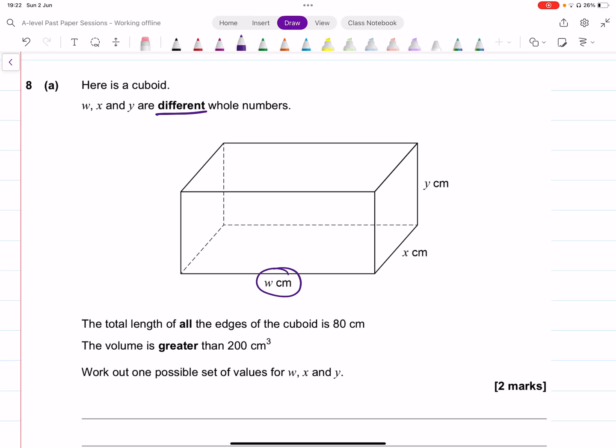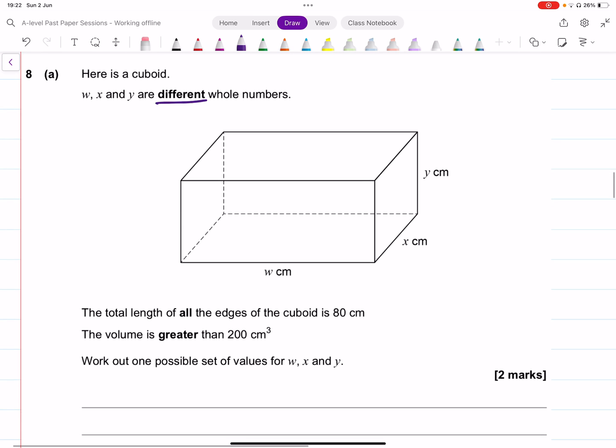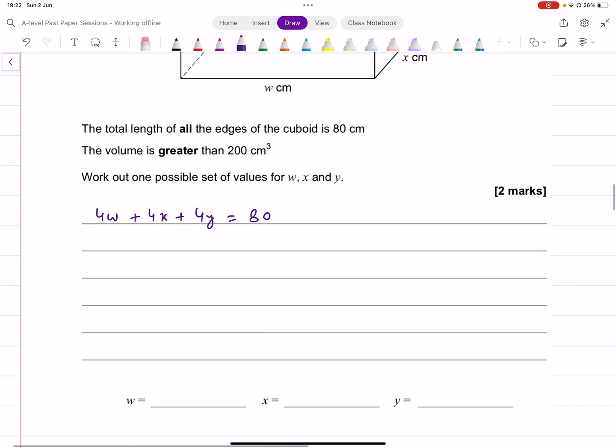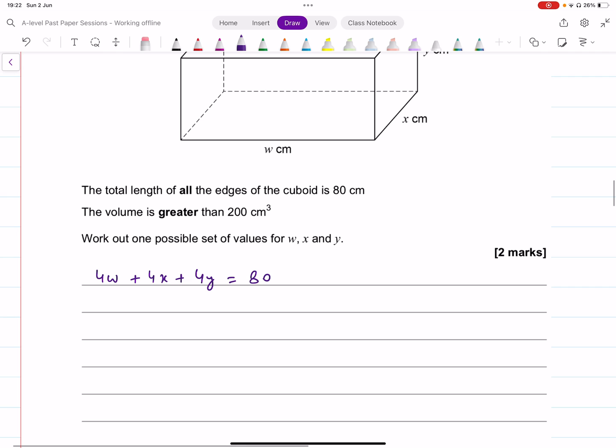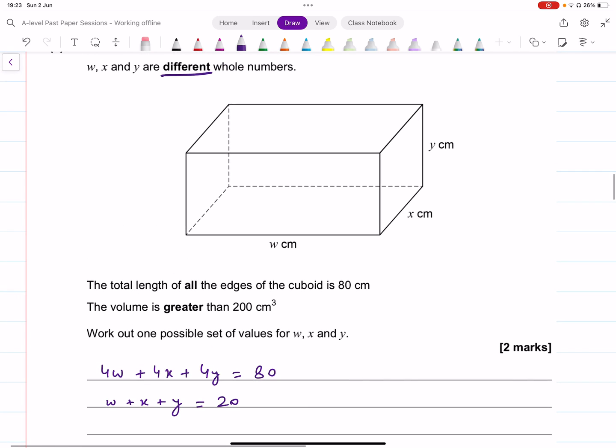Now we have 4 edges that have length of W. That means 4W. Similarly, 4 edges that have length X, and then 4 edges that have length Y. So 4W plus 4X plus 4Y should equal 80. Now, if we divide this whole equation by 4 to simplify things, we get W plus X plus Y equals 20. So W, X, and Y are 3 different whole numbers such that their sum is 20.